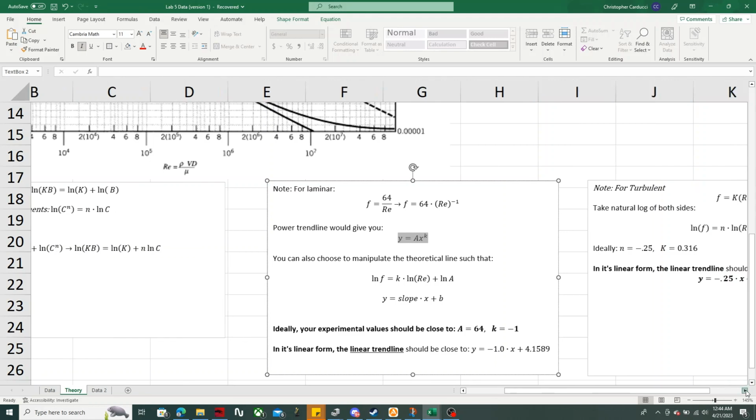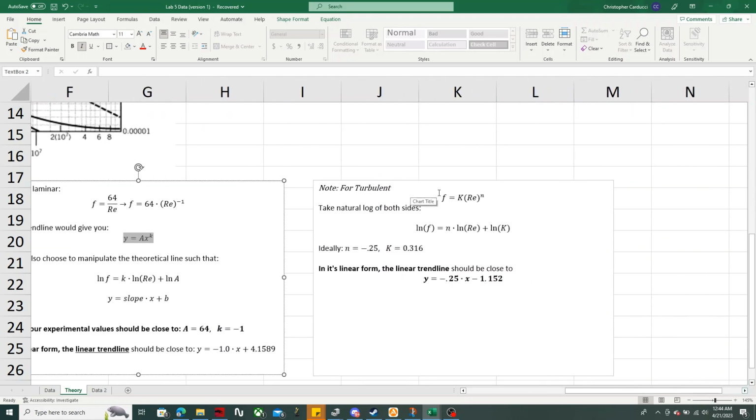So if we look in the turbulent regime, this is our general equation for turbulence. Take the natural log of both sides. You find that you'll have some constant times the natural log of Reynolds number plus some constant k, right? And then ideally, Blasius said n should be minus 0.25, and k should be 0.316, right? Why do we split it up like this? I forgot to mention this.